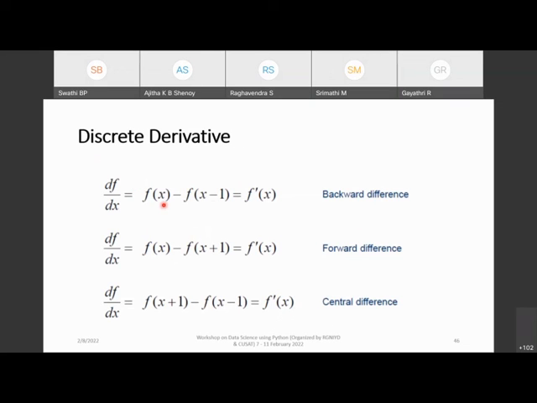So if you are calculating f(x) minus f(x minus 1), that is with the previous value. If you are finding the difference with the previous value, then it is called backward difference. If you are taking the difference with the forward value, that is the next value, then it is called forward difference. If you are taking the difference using left and right values, then it is called center difference. So any of the three methods you can use to find a discrete derivative. Either you can use backward difference, or forward difference, or center difference.